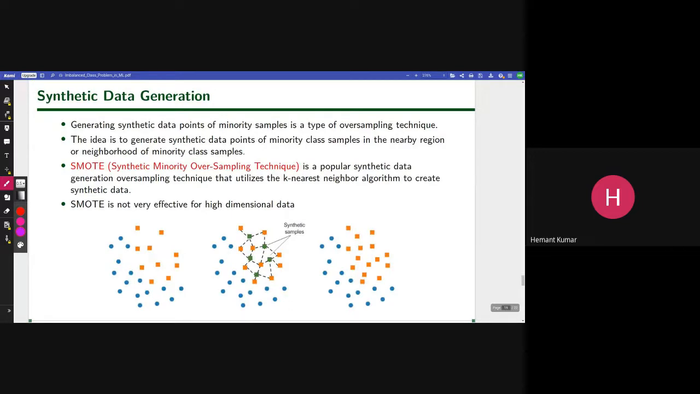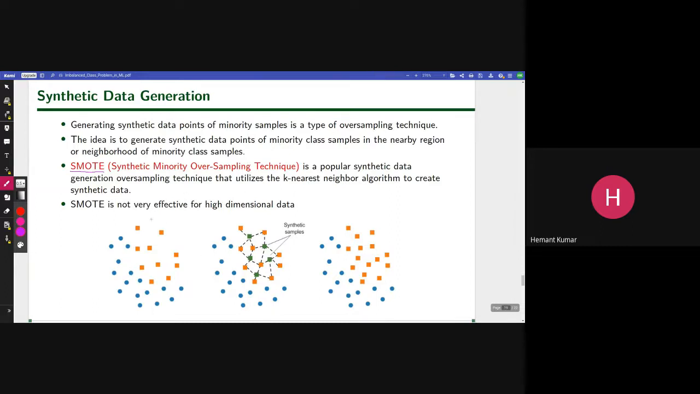Second one is synthetic data generation, or we can say that we have to oversample. So this is oversampling the minority class using a KNN algorithm. This is called SMOTE, sorry, SMOTE techniques: Synthetic Minority Oversampling Technique.